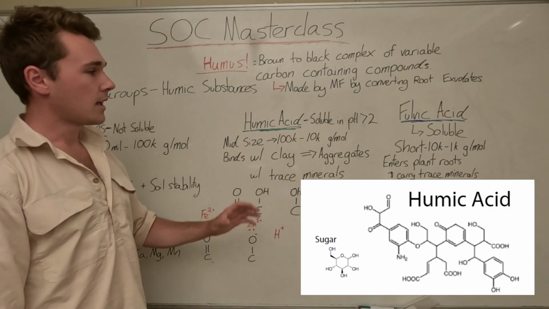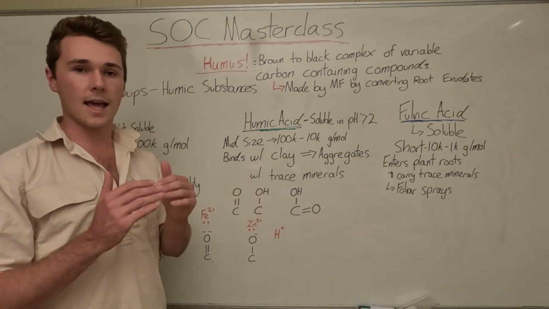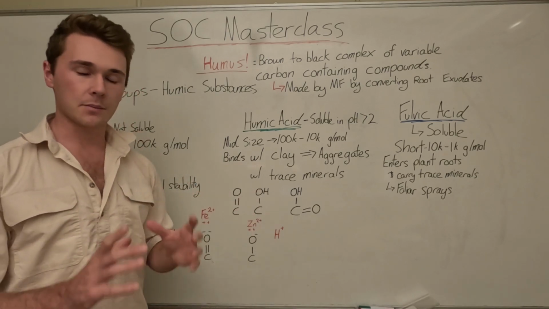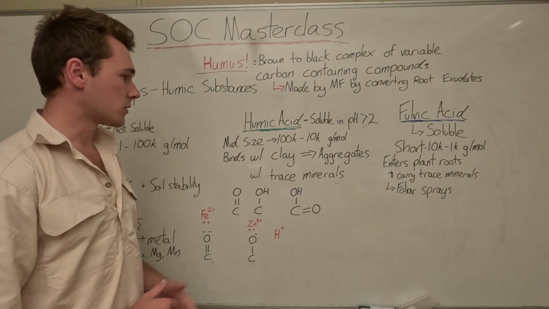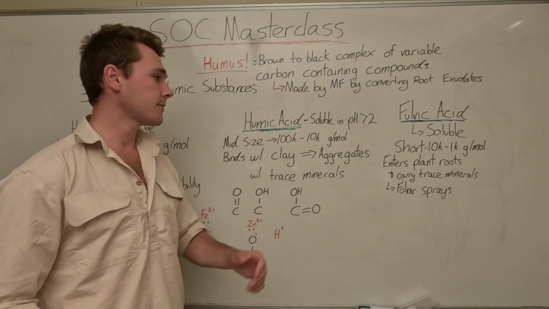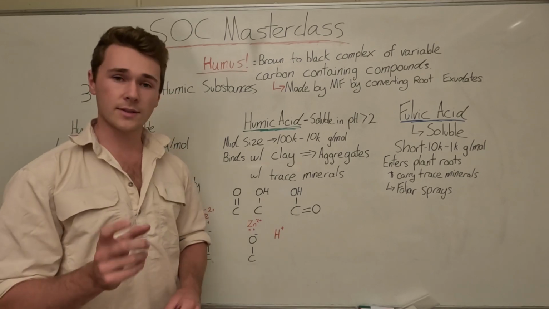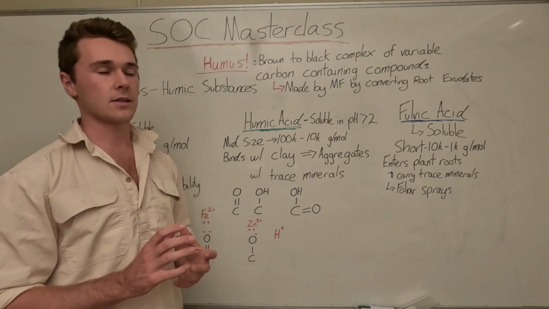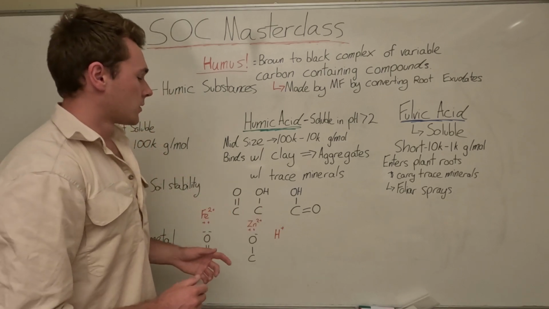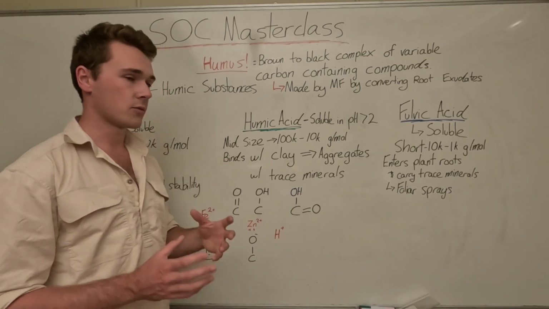Next, we have humic acid. Now, humic acid is any humic substance that is soluble in any water solution with a pH greater than 2. So everything except super acidic solutions. It's the middle size compound out of all of our humic substances. In terms of its size and mass, it's between 100,000 and 10,000 grams per mole. And because it's slightly smaller than humin, its reactivity or chemical activity is a bit greater. So it has a strong ability to bind to clays, making really strong aggregates.